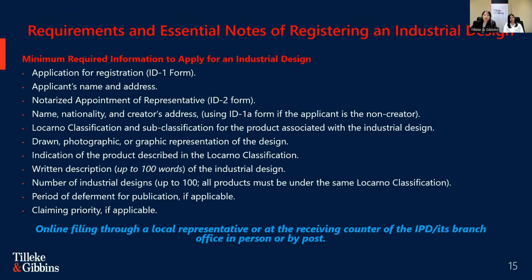For the minimum required information to apply for an industrial design, we require the ID1 form for application of registration, the applicant's name and address, and information of the creators, such as name, nationality, and address. Myanmar adopts the Locarno classification for the product associated with the industrial design. Also required are the photograph, drawing, or graphic presentation of the design, an indication of the product described in the Locarno classification, a written description, the number of industrial designs, and the period for deferment of publication if applicable, then claiming priority if the applicant wants to claim.